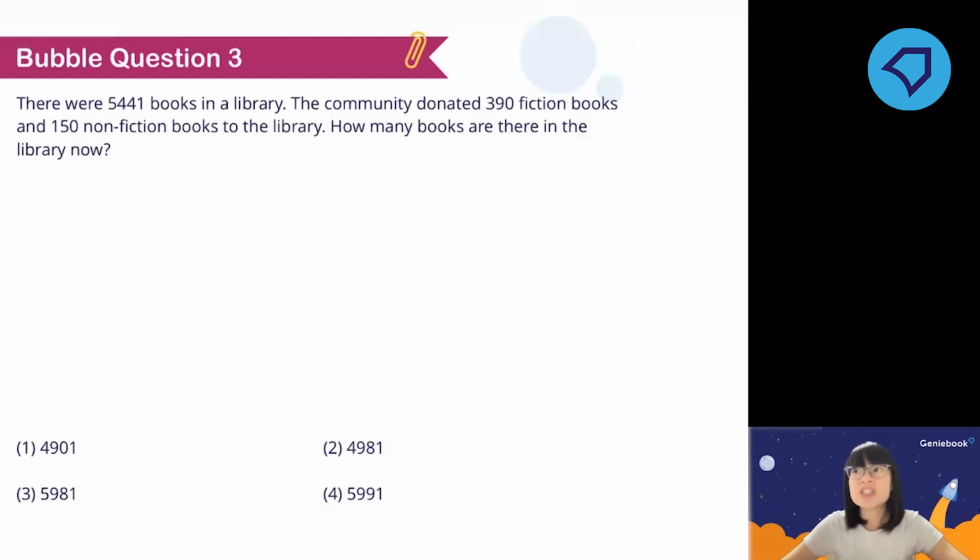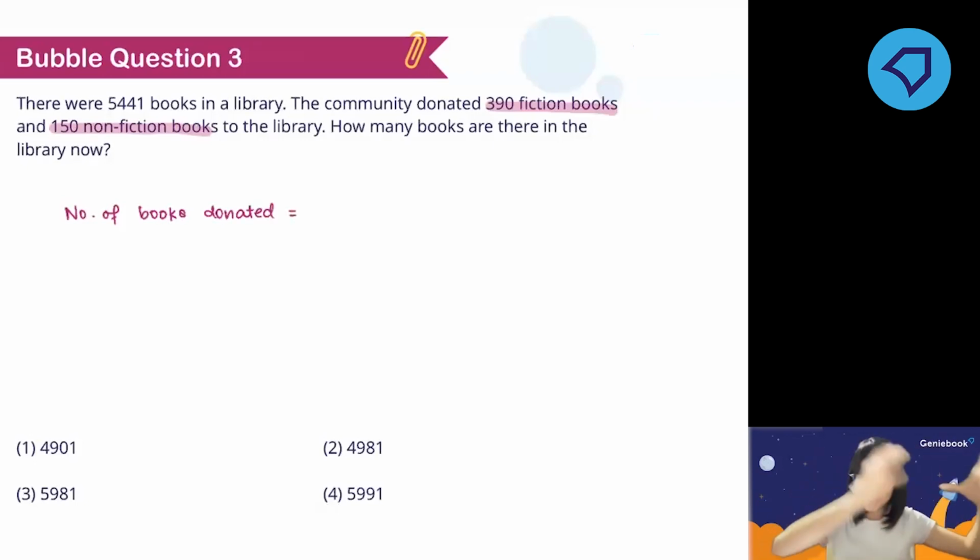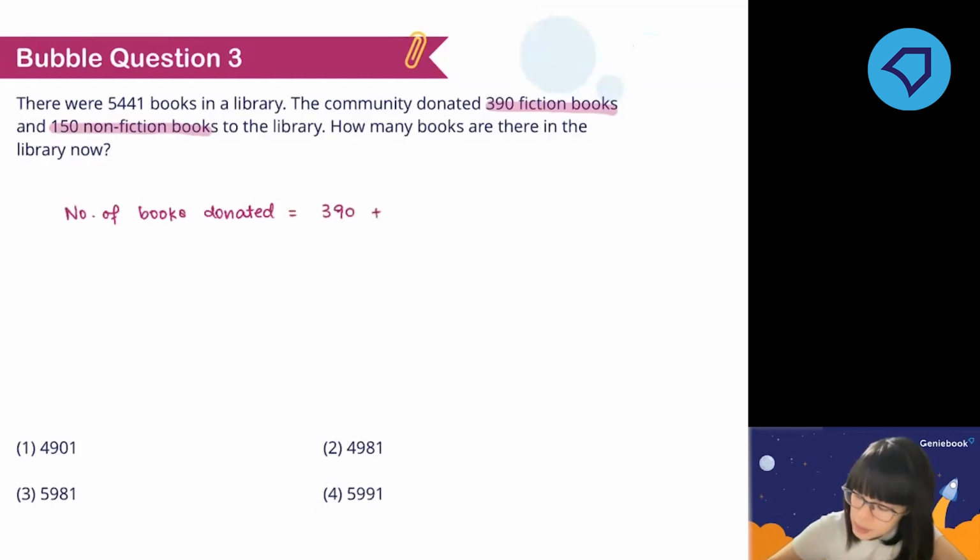All right, so let's take a look over here. All of you can tell me we need to do addition. Okay, but I'm going to split into two sentences over here, so that I can write my partial statement. So the first one is, I know that the community is going to donate 390 fiction books and 150 non-fiction books. So I can write it as number of books donated. So I'm going to add these two numbers together. I'm going to add the fiction plus the non-fiction. Okay, so it's 390 plus 150. Can anybody tell me what's the answer? What is 390 plus 150?